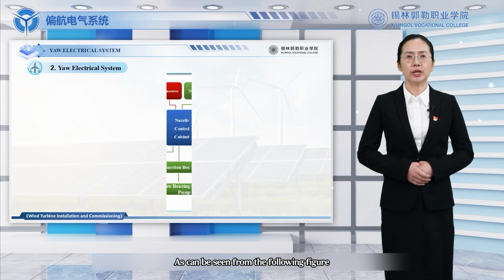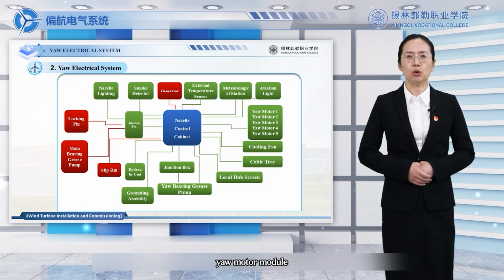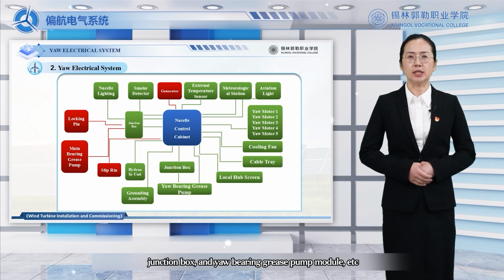As can be seen from the following figure, the yaw electrical system includes a weather station, yaw motor, module, junction box, and yaw bearing, grease pump, module, etc.